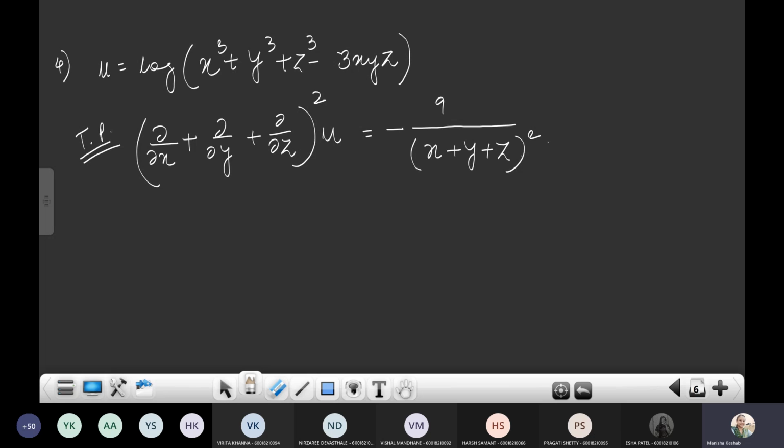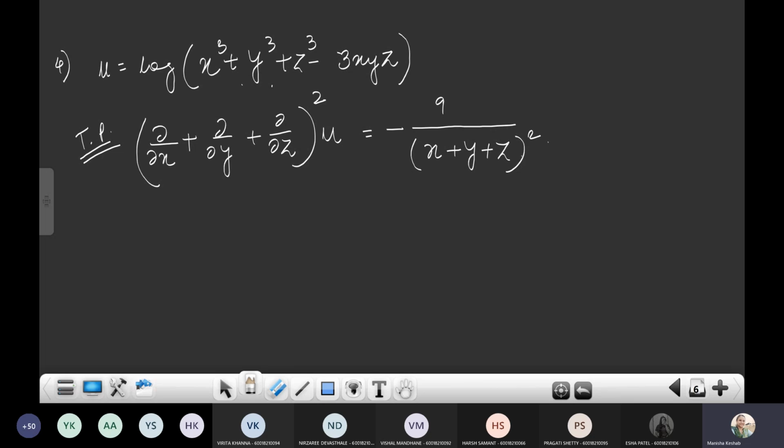Okay, so this is what we want to find. Now here, instead of differentiating this directly, that also you can do. Otherwise, because log is there, if you want, you can also factorize it. x cube plus y cube plus z cube minus 3xyz is equal to this. What is the expansion?